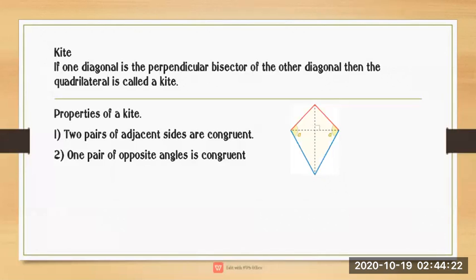In our previous lesson, we learned three types and properties. Now we have learned three more types and properties. I hope you have understood the properties of parallelogram, kite, and trapezium. Now we will move to our exercise.